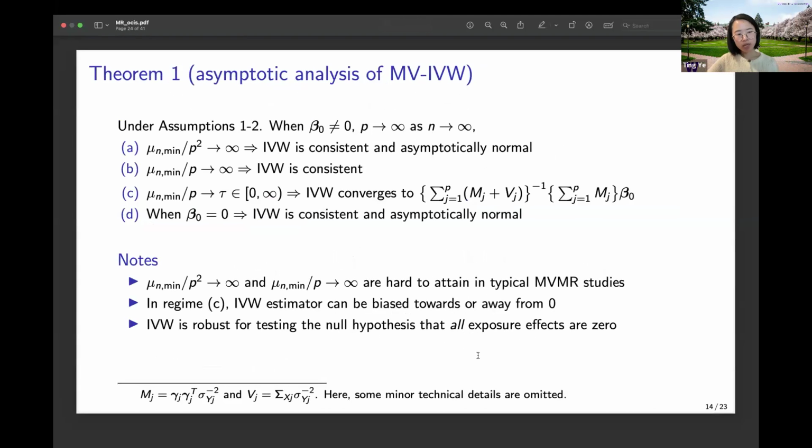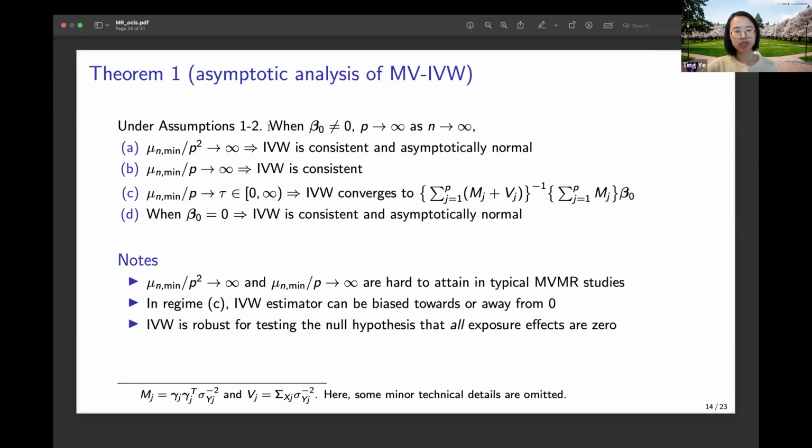So we study theoretically the MV-IVW in our asymptotic regime. We basically confirm a lot of the observations that are observed in MVMR studies, and we provide more detailed characterization of IVW's performance.